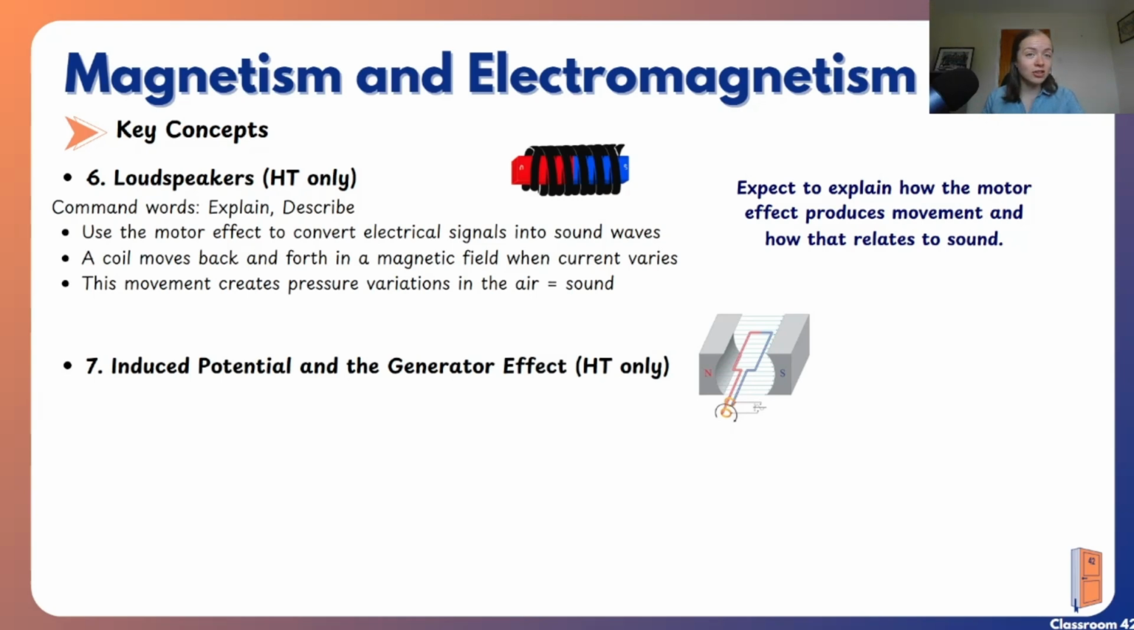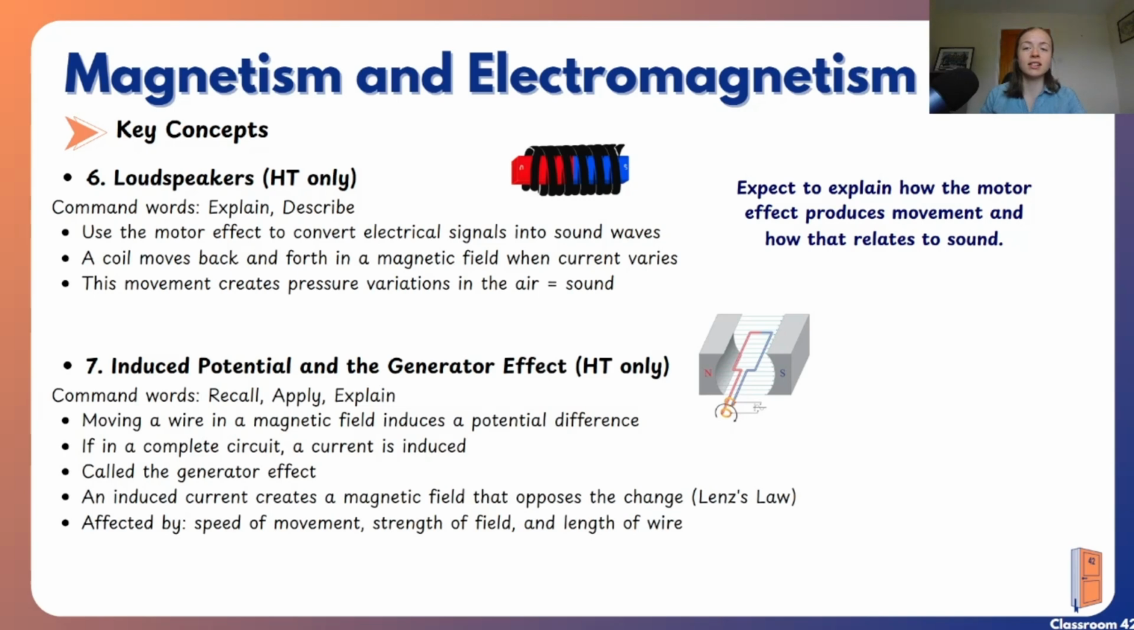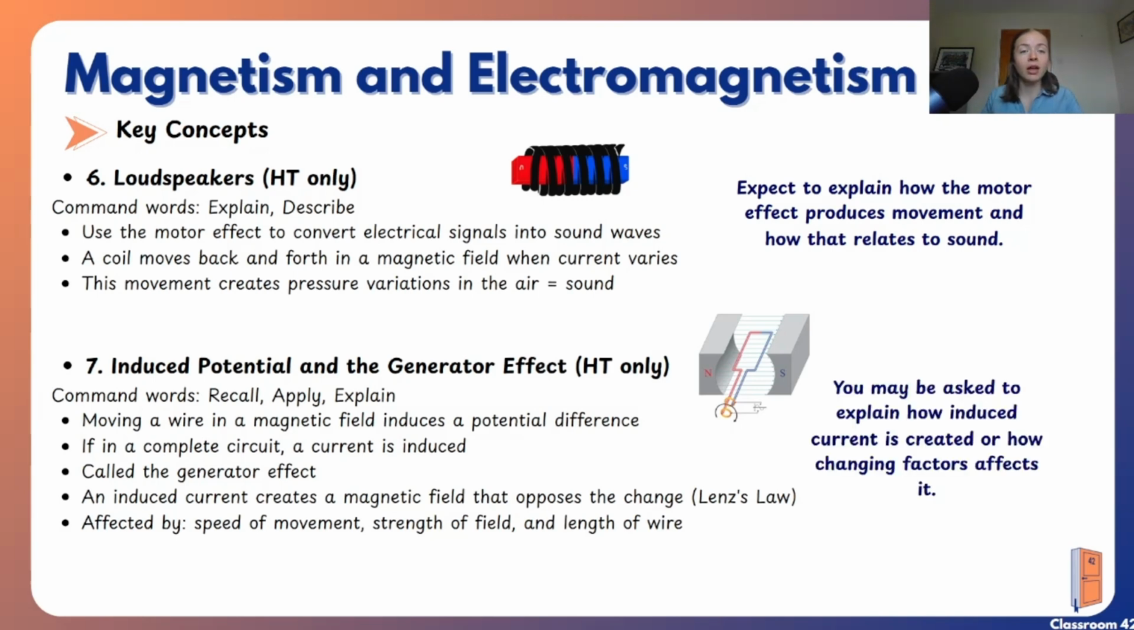Again, another higher tier student only topic, you need to be able to talk about induced potential and the generator effect. So this is ideas such as recalling and applying the idea that moving a wire in a magnetic field induces a potential difference, and if this is in a complete circuit, it induces a current, called the generator effect. An induced current creates a magnetic field that opposes the change, and this can be affected by the speed of movement, the strength of field, or the length of wire.